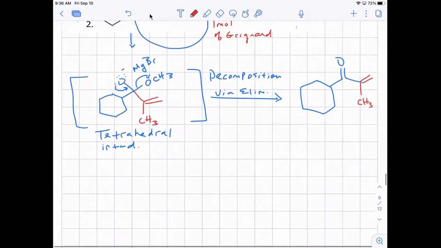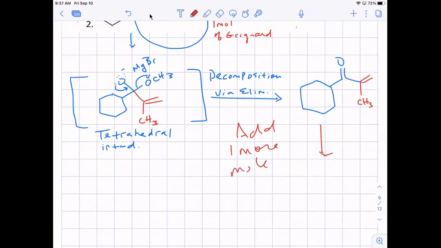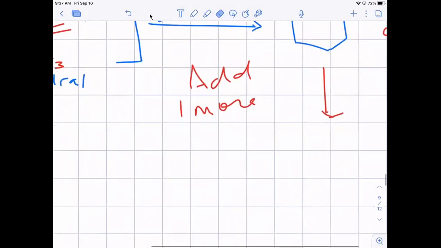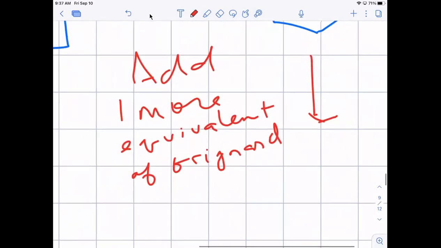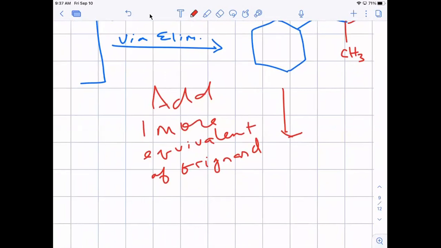Right? If you add in a second mole of Grignard, so if I took that, I'm going to just say add one more equivalent. Right, if you add a second equivalent of Grignard, same Grignard, right? I'm just going to keep that one.